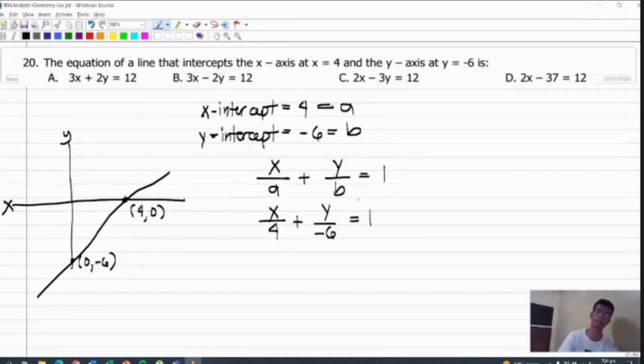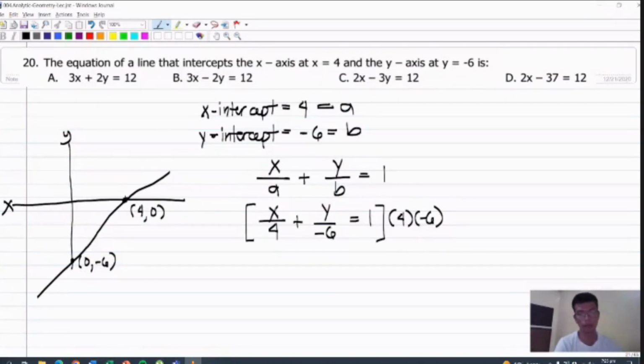So itong form na to, wala pa siya sa choices. And kung papansinin ulit natin yung choices, they are in the general form, diba? Na kung saan magkasama yung mga variable terms and then nakahiwalay ng constant term and positive yung x term. So paano ang gagawin natin para mawala yung mga denominator? So ang gawin lang natin, i-multiply lang natin lahat ng terms sa product ng dalawang intercept. So kung ang intercept natin ay 4 and negative 6, so i-multiply natin lahat ng terms by 4 and negative 6.